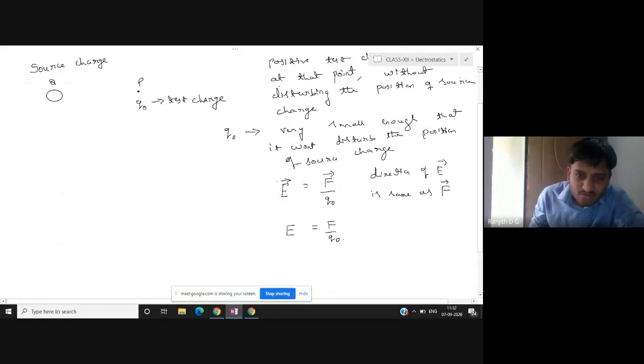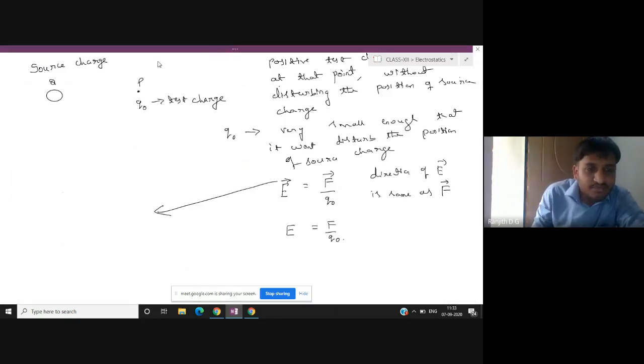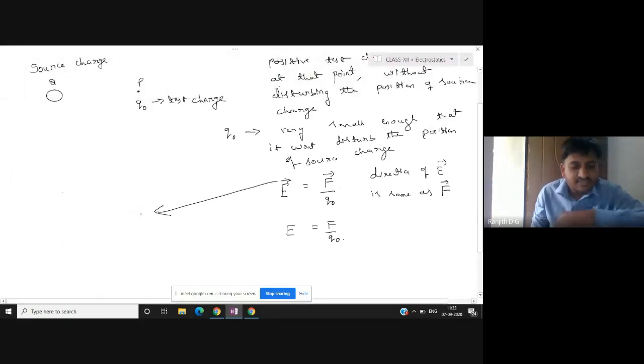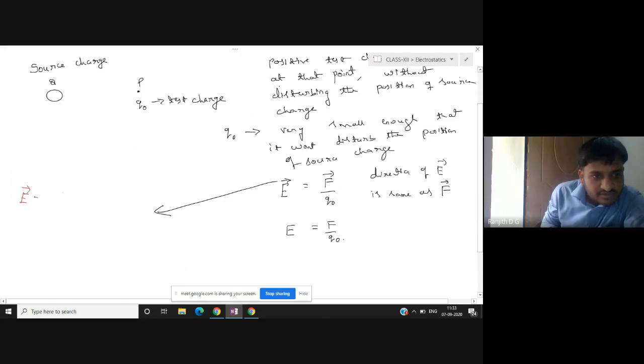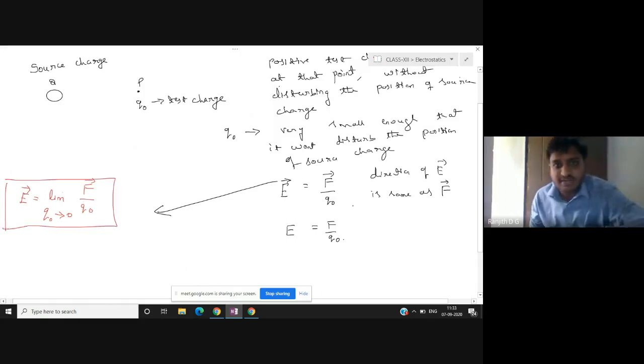For that, more precisely, you can write using mathematical techniques. E vector is equal to limit Q naught tends to 0 of F vector divided by Q naught. Q naught tends to 0, that is, very small. So this is more precisely, using mathematics, how you can write the electric field.